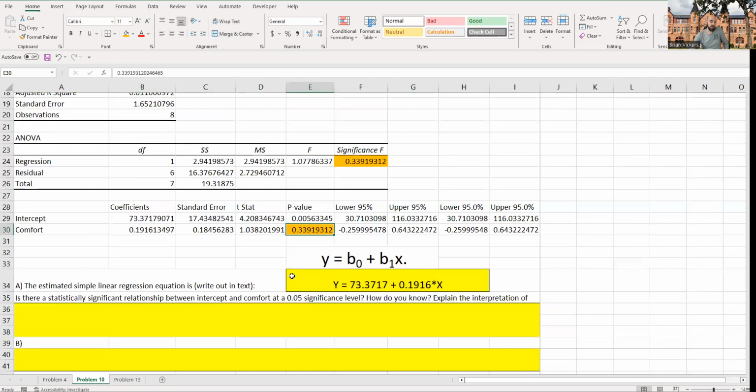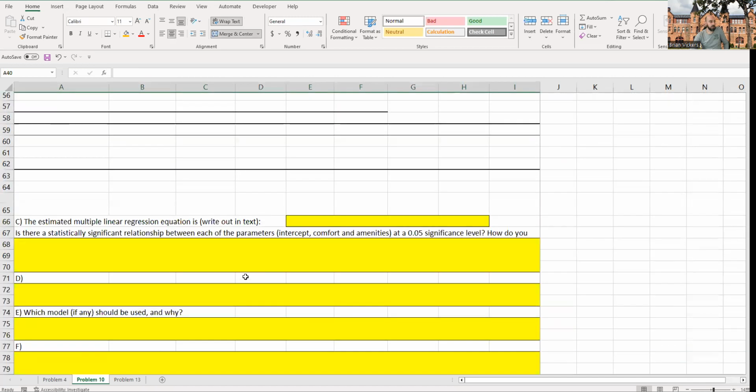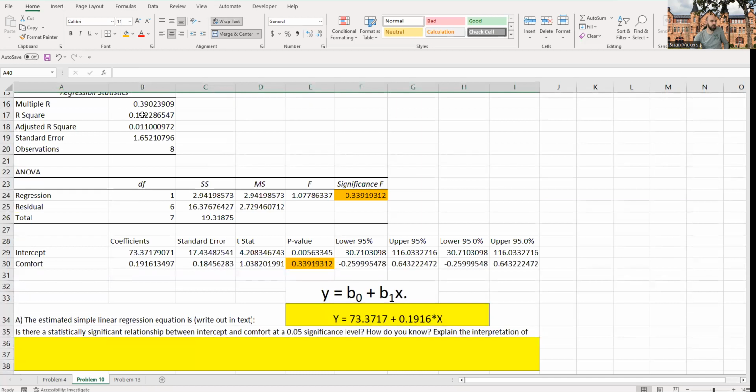Because the p-value of 0.339 is greater than 0.05, and then elaborate on that. The next thing we would want to answer, I think this one does ask us to find how much variation is in the sample. So how much variation? Only 15%.